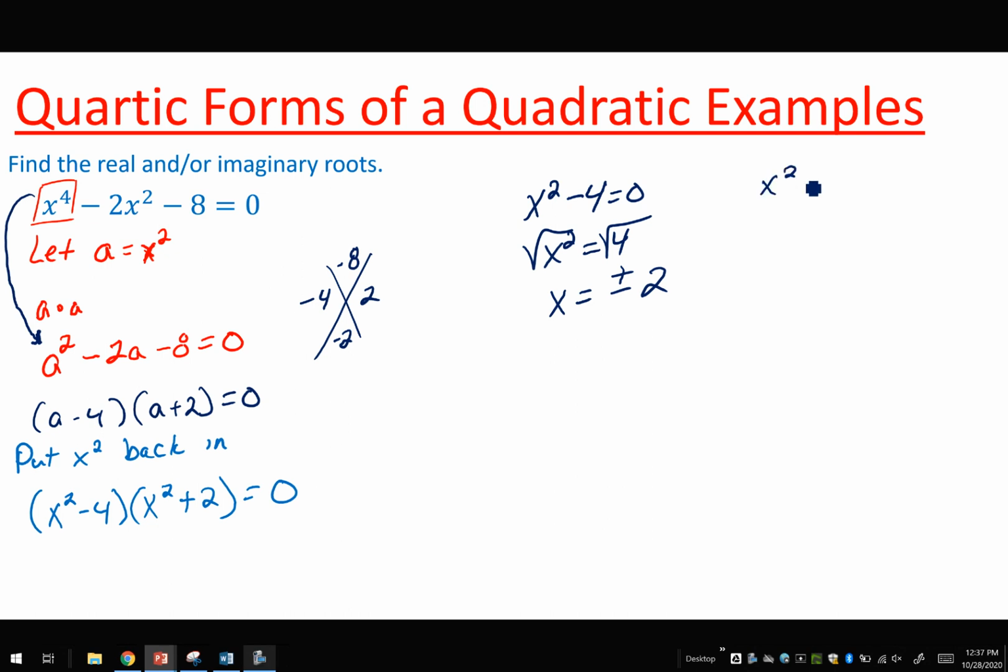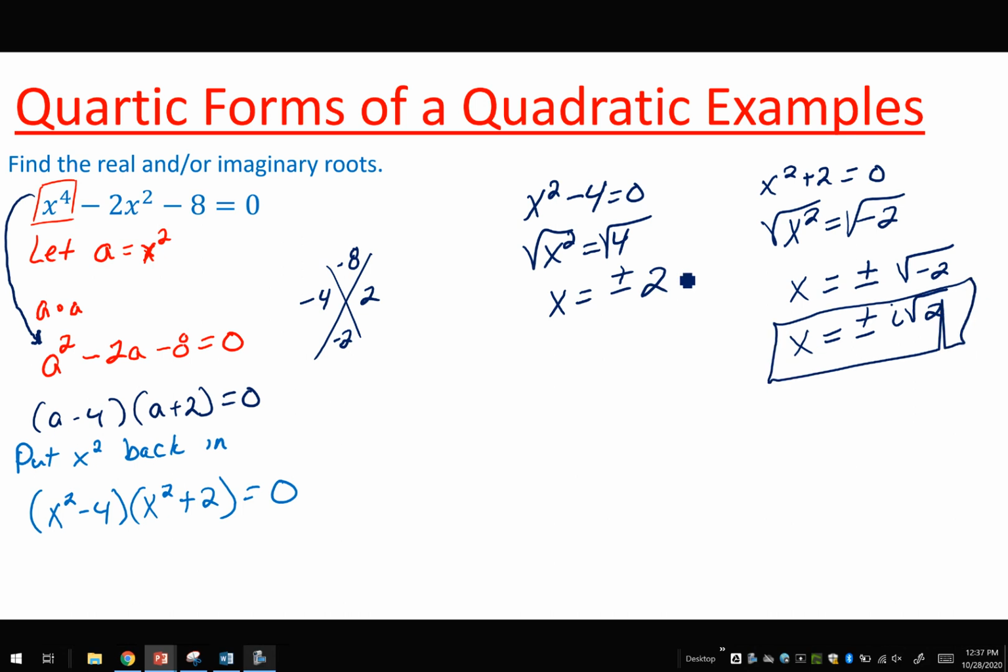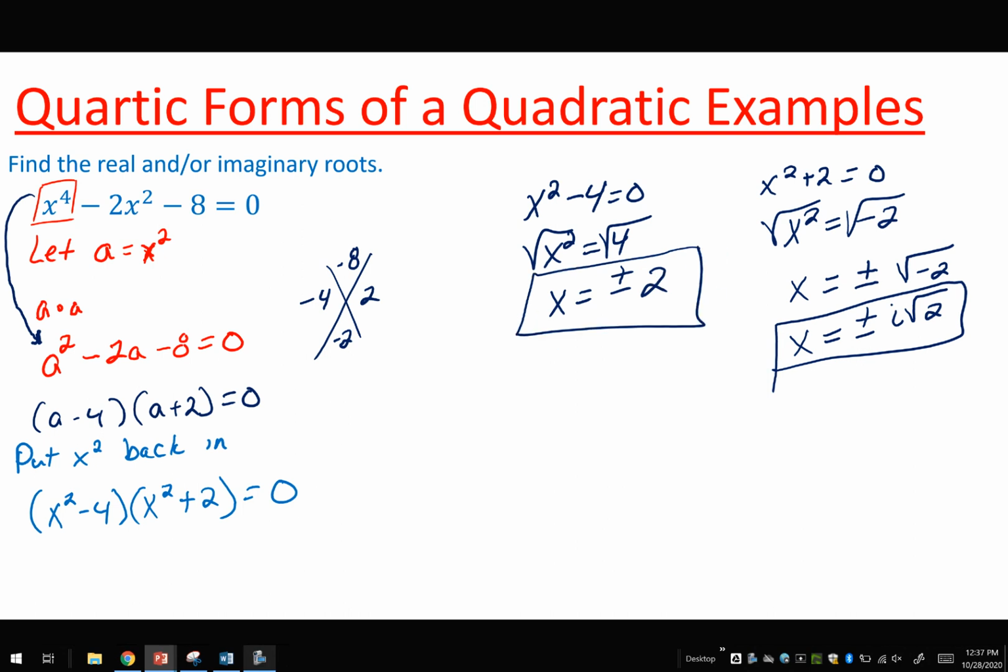And then also I have x squared plus 2 equals 0. So x squared is going to be equal to a negative 2. If I undo the squaring on the x with square roots, that brings in the plus minus. So x equals plus or minus square root of negative 2. I don't want any negatives under my radical symbol, so that would be i root 2. So on this one, my solutions are x equals plus or minus 2, x equals plus or minus i root 2.